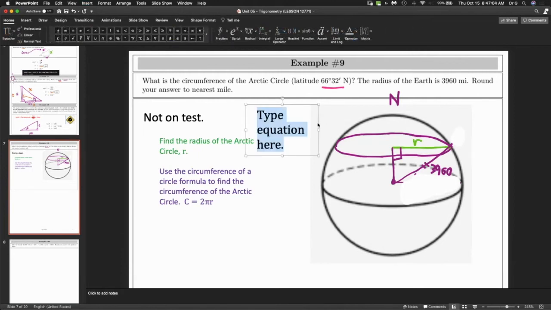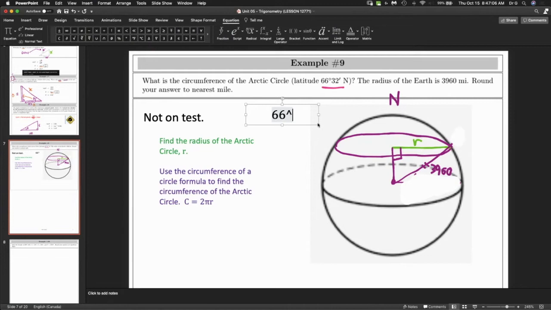So 66 degrees and 32 minutes. Think of minutes as being like hours and minutes. So this would equal 66 degrees plus 32 over 60. Now if you reduce that and make it a decimal, then you get the following decimal here. You get 66.53 repeating degrees. So that's the angle there.